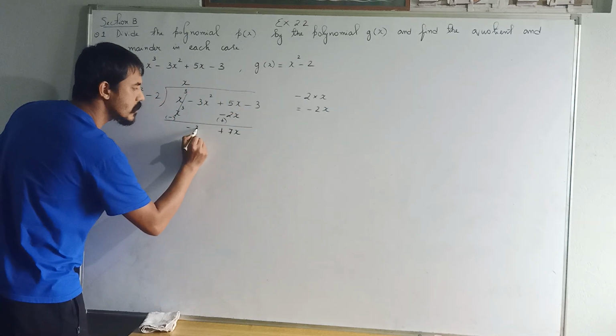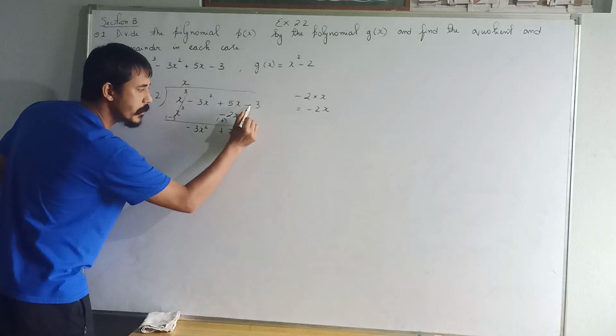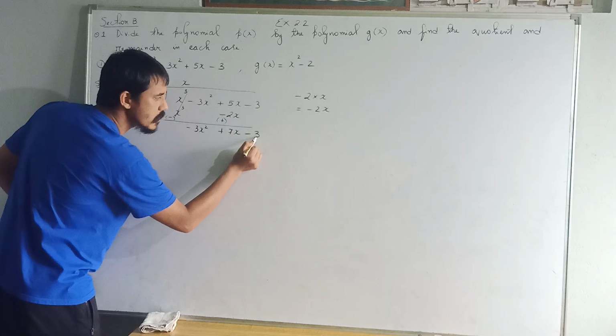So this is minus 3x square. And then we have minus 3.